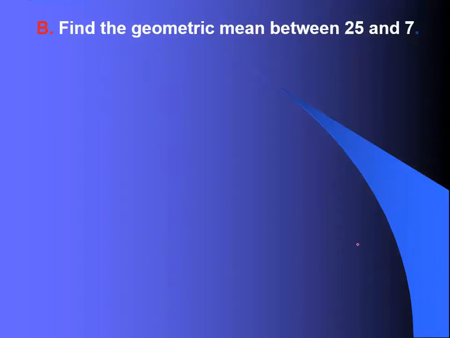So here's another example. We want to find the geometric mean between 25 and 7. So see if you can think in your head how you're going to set that up. What are your two fractions going to be in your proportion? Again, it doesn't matter which one of these you start off with. I usually just go in order that they appear in the problem. So we're going to put 25 over x, and then we're going to put x over 7. What do we do next?